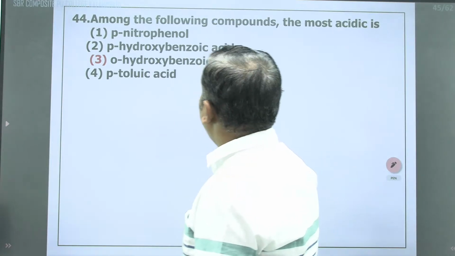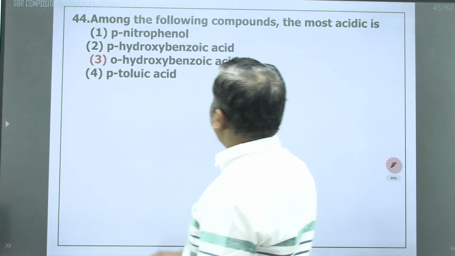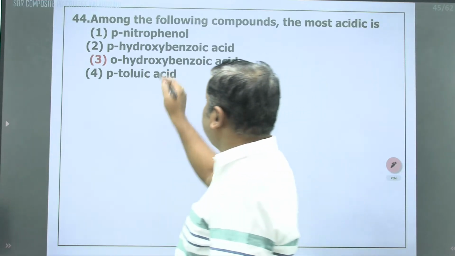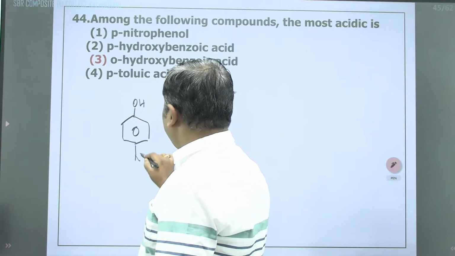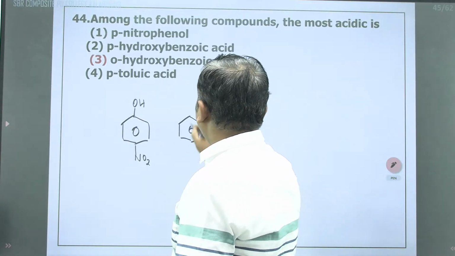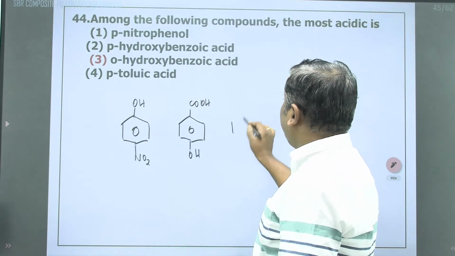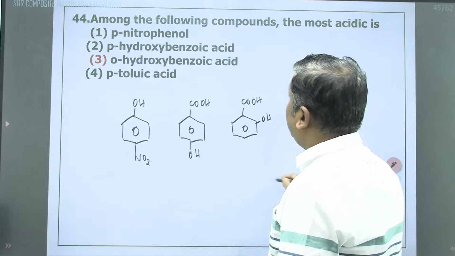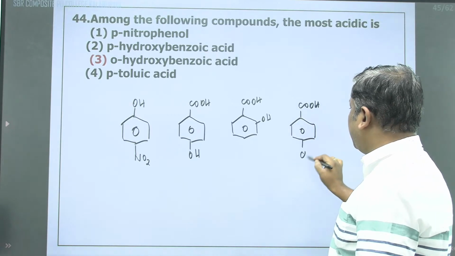Question number 44. Among the following compounds, which is the most acidic compound? Paranitrophenol, para-hydroxybenzoic acid, ortho-hydroxybenzoic acid, and para-toluic acid. We'll write the structure of all these compounds. First one is paranitrophenol. Nitro is an electron withdrawing group. Next, para-hydroxybenzoic acid. This is COOH, and here it is OH. Next one is ortho-hydroxybenzoic acid, COOH, and OH is here. After that, para-toluic acid is there. Now this is COOH, and this is para-toluic acid.